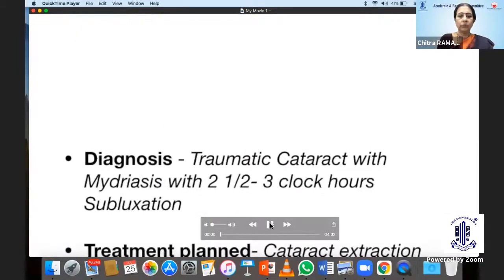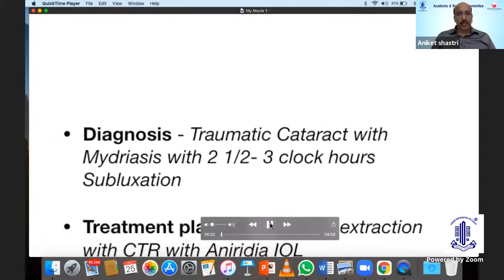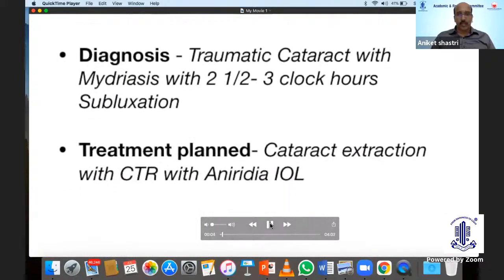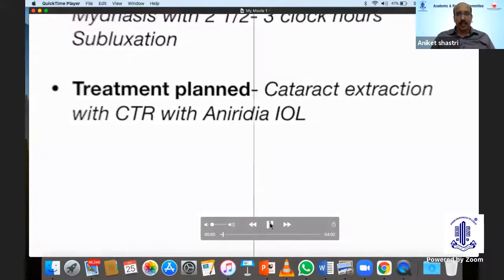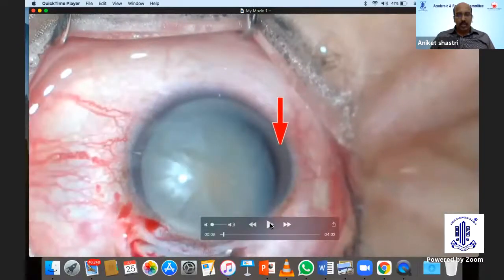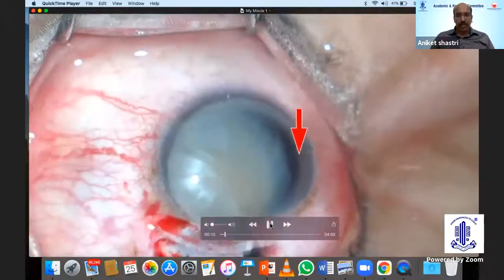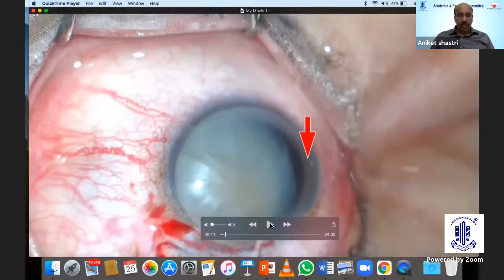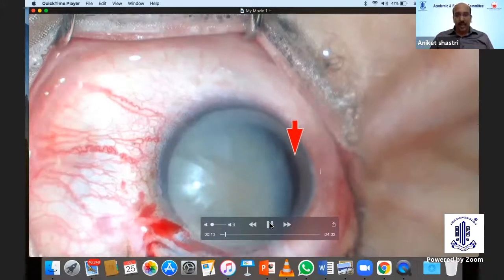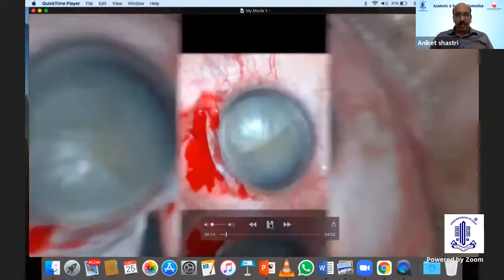So this is a case of traumatic subluxated cataract with traumatic mydriasis. We planned a cataract extraction with CTR with aniridia IOL. Here we are making a superior corneoscleral tunnel. Because this was done during the lockdown, we didn't have a CTR based prosthetic iris device that would let us use a smaller tunnel. We had only the iris lens implant. That is why we made a larger tunnel. And here we can clearly see the subluxation.